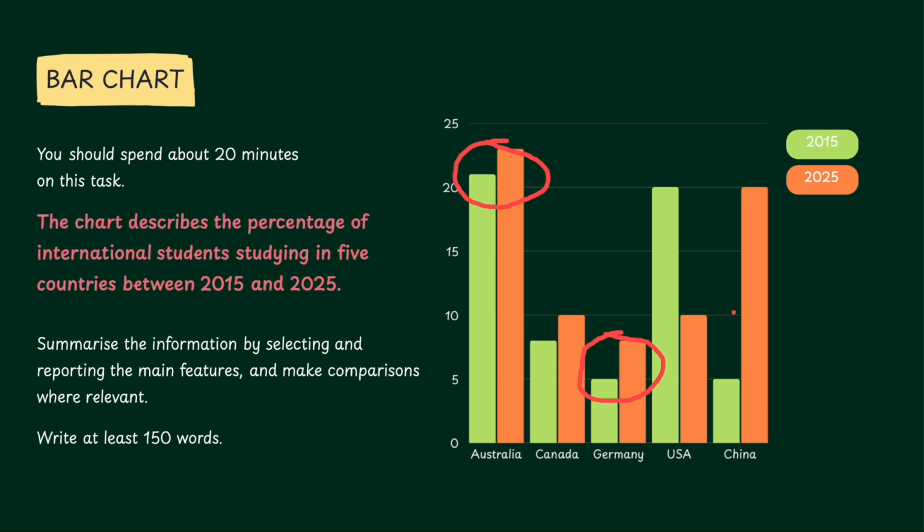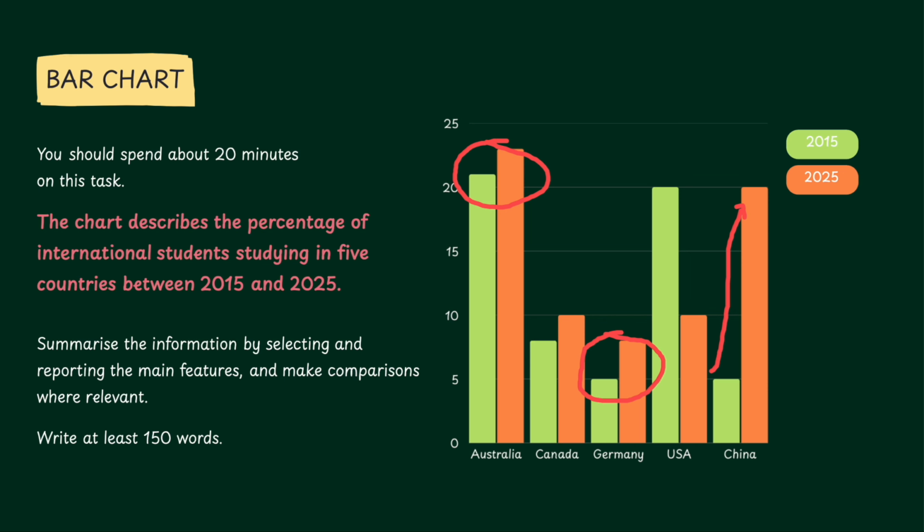And in China, we can see that the number of international students increased significantly. So, what about you? Can you spot any other trends? Let me know in the comments.